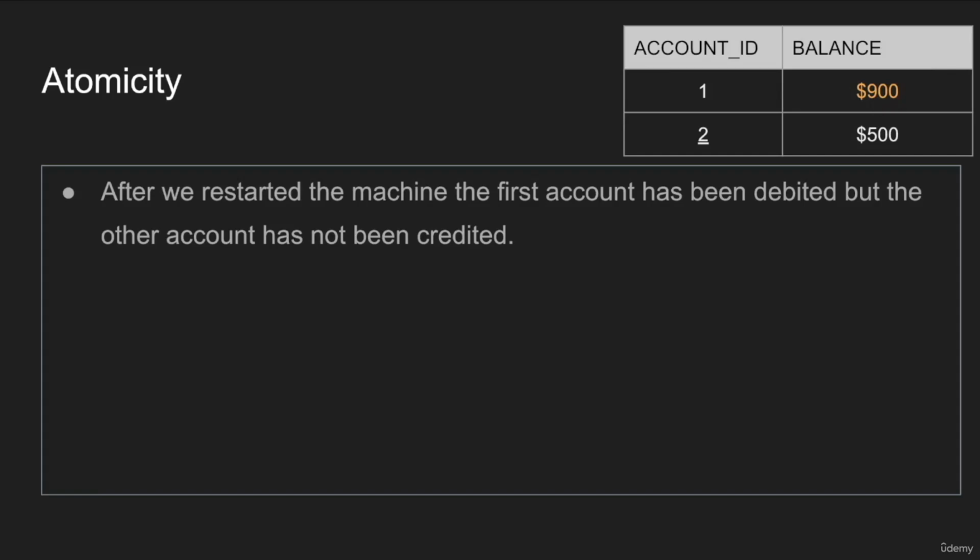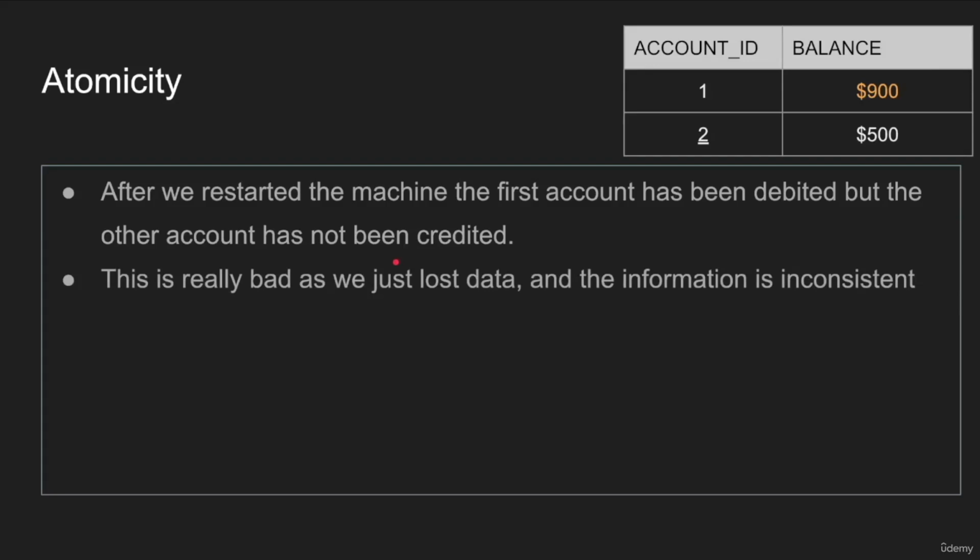Right? That's really bad. Inconsistent. This is an inconsistent view. Not only did you just lose actual money that you have no idea where it went because of technology, effectively, right? So after we restarted the machine, the first account has been debited, but the other account has not been credited. Very bad, inconsistent view. So lack of atomicity leads to inconsistencies, and we're going to talk about consistency in its own lecture.